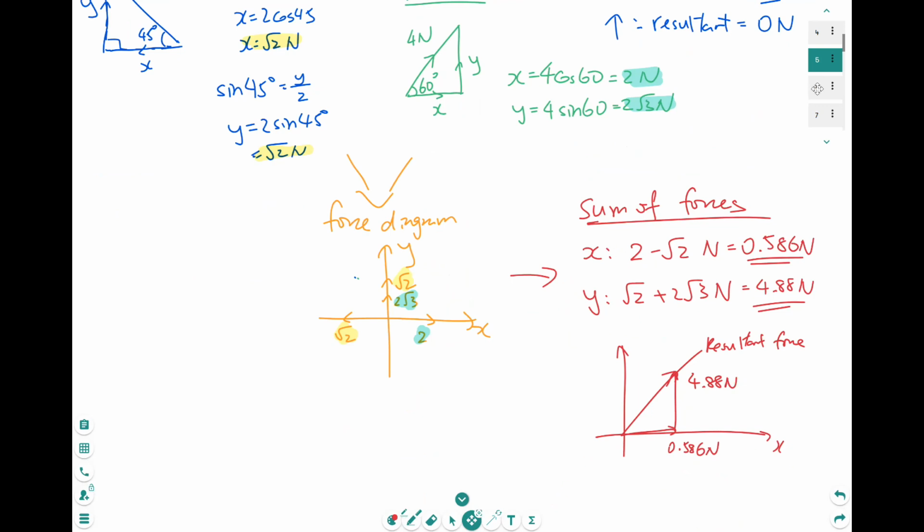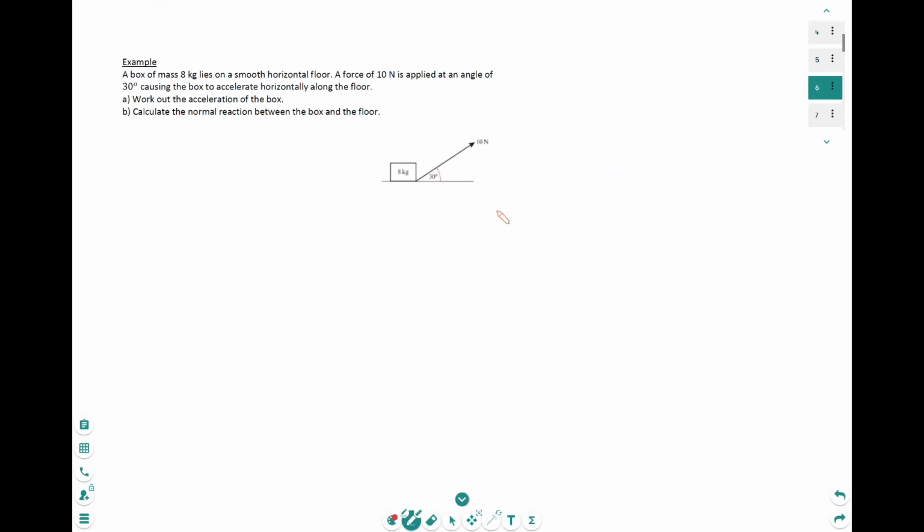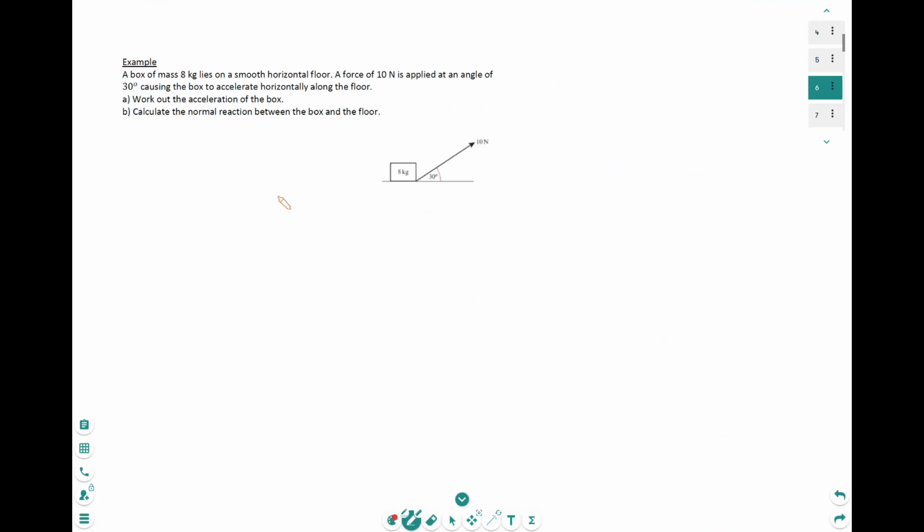Right, we're going to look at one question with an example in there. A box of mass 8 kilogram lies on a smooth horizontal floor. A force of 10 Newtons is applied at an angle of 30 degrees, causing the box to accelerate horizontally on the floor. Work out the acceleration of the box.